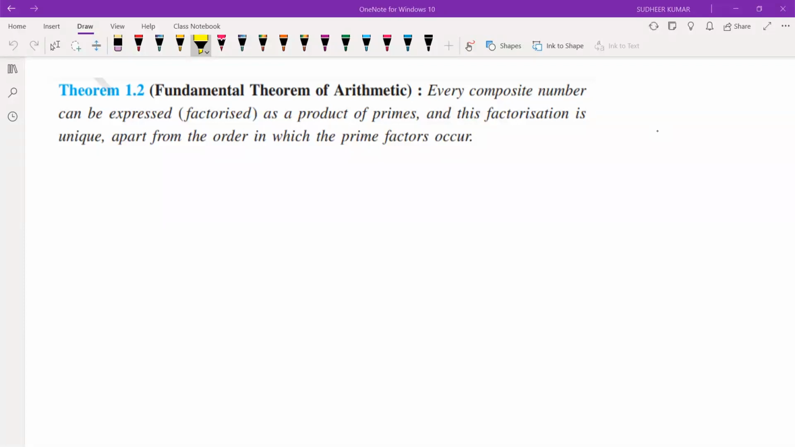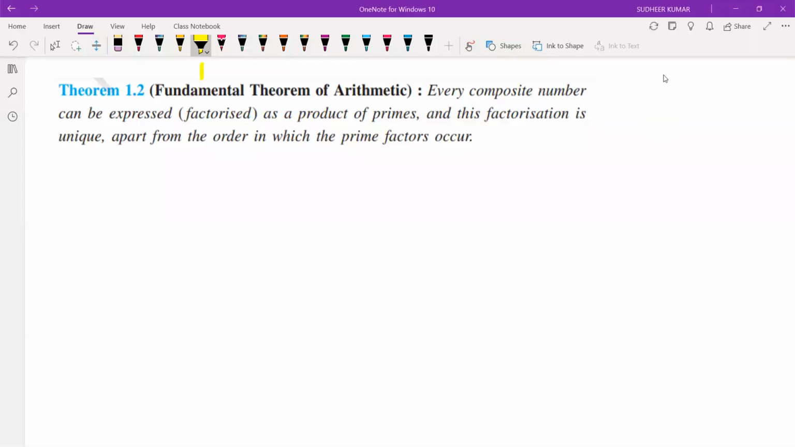Okay, we'll see that. Sir, it can be expressed as the product of primes. Yes, it can be expressed as the product of primes. So still it is given. This factorization is unique, apart from the order in which the primes occur, and it cannot be changed. It's a particular and unique thing which cannot be changed.